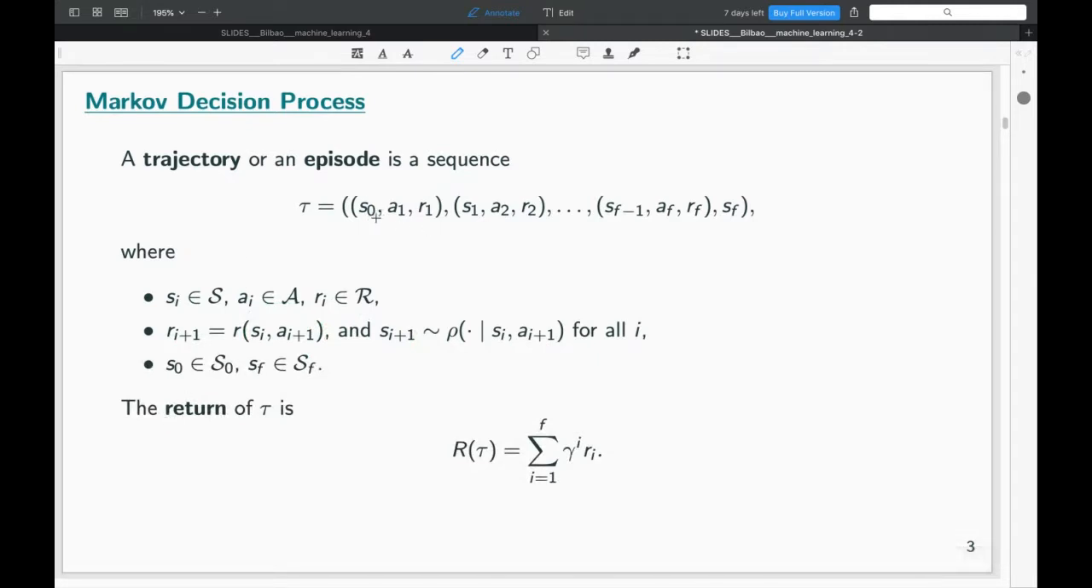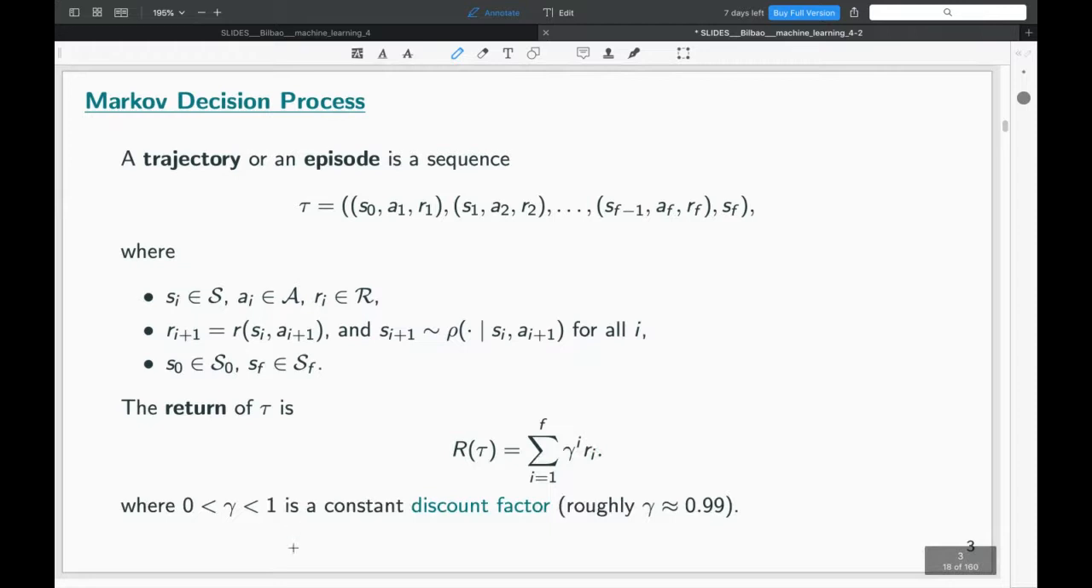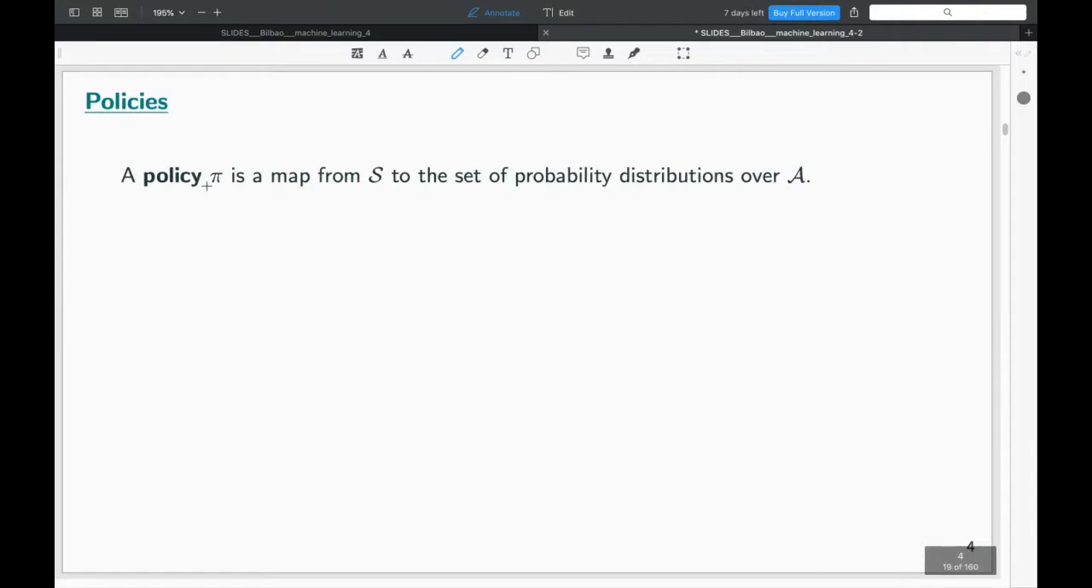And the episode starts at the initial state and it ends at some final state. The return of the trajectory is the sum of all rewards with these discount factors. The discount factor is some number that is very close to 1 usually. You can also think that it's just 1 for simplicity. Then a policy pi is a map from the state to a set of probability distributions over A. So it's kind of a set of rules of which action you should take at a given state.